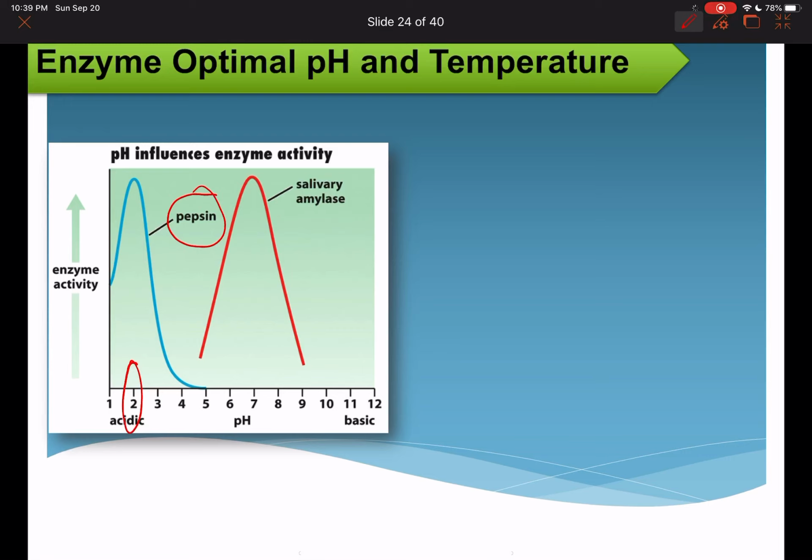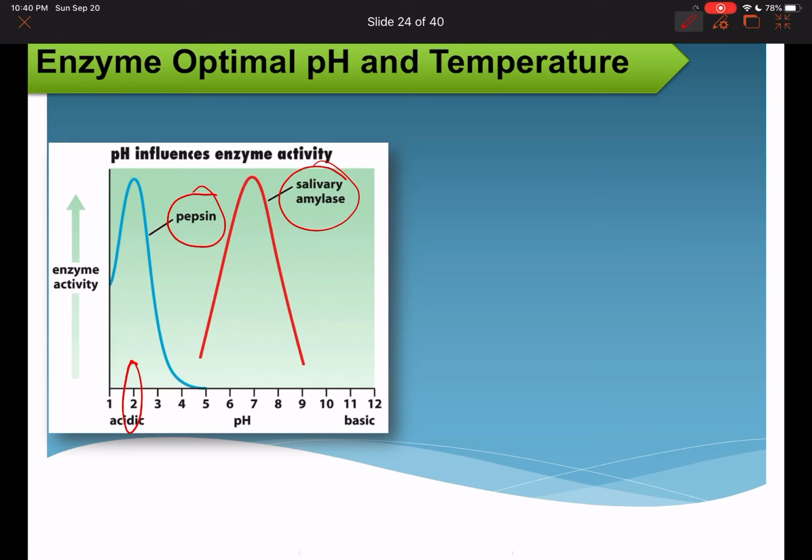On the other hand, a different enzyme called salivary amylase is an enzyme that works in our mouth. It is released in our saliva to assist with the initial breakdown of large carbohydrate molecules that we eat. Let's say we just ate a piece of bread in our mouth, okay? Well, what starts to break down all those carbs within the bread is that our mouth releases saliva.